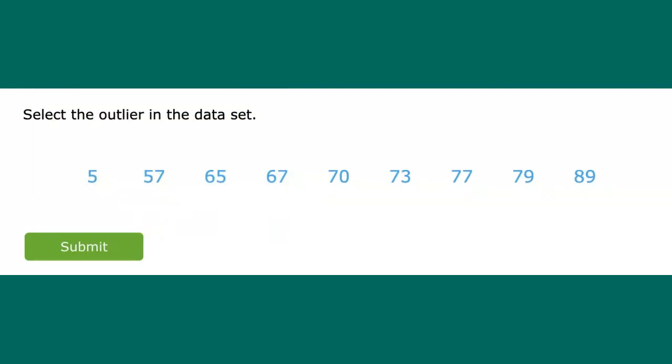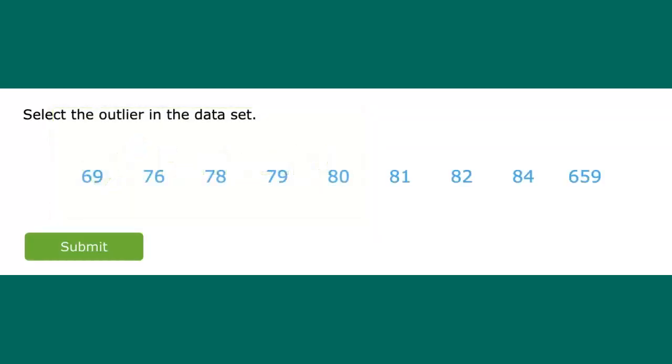All right, let's look at this example again. 5, 57, 35, 67, 70, and so on. In this case, it's so obvious that our outlier is 5, right? Because the others are close by 10, by 3, by 5. This is the one that has a 45 gap between each other. So let's take 5. Correct.